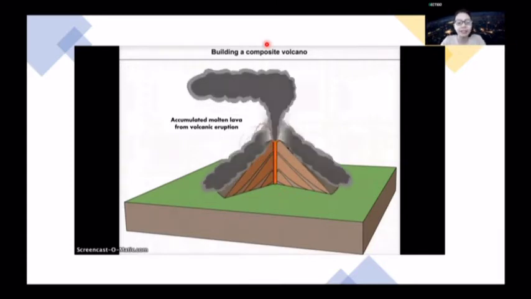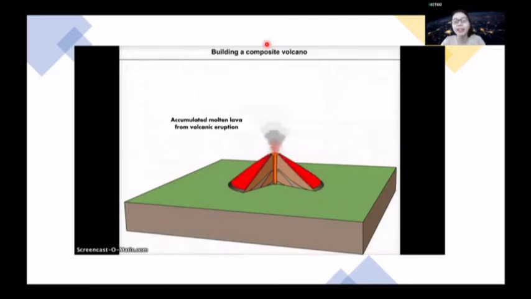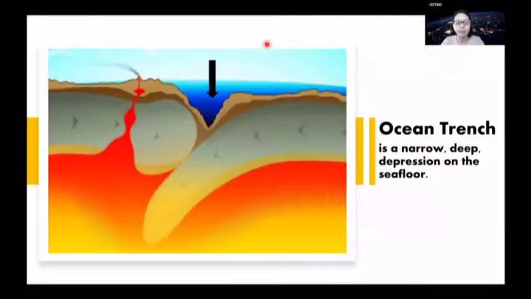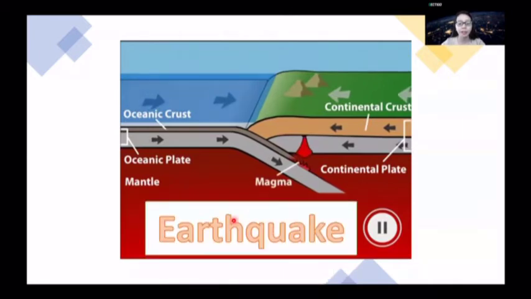But aside from volcanoes and volcanic arc, another geologic feature is formed during this type of plate collision. As you can see in this picture, there's a deep, narrow depression formed between the two plates. This is called an ocean trench. An ocean trench is a narrow, deep depression on the seafloor. As the plates are moving toward each other, the movement in the crust will be felt as an earthquake.